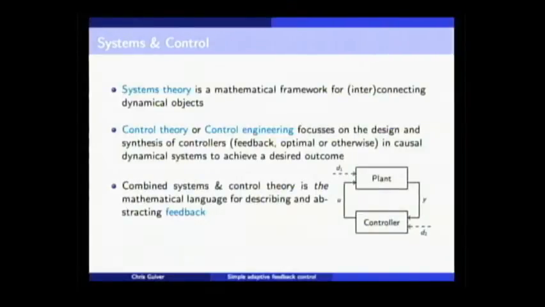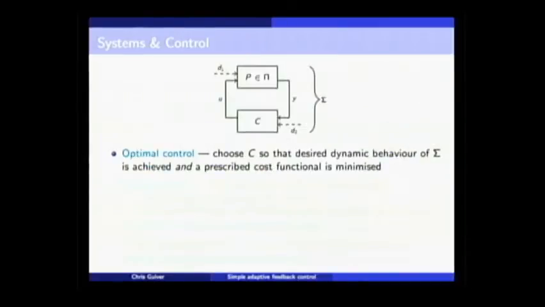Part of systems and control is predicated on understanding uncertainty. So these systems might be quite noisy or poorly understood. So I've redrawn the picture. I'll make it a little bit more mathematical.